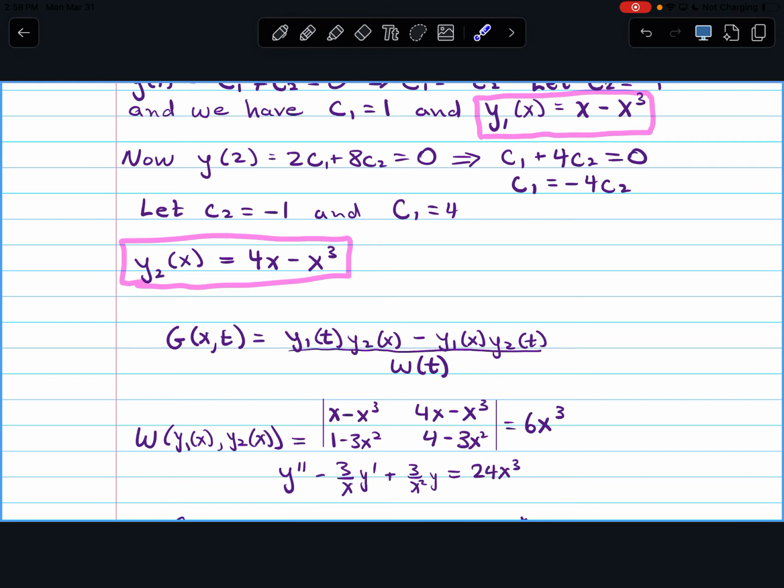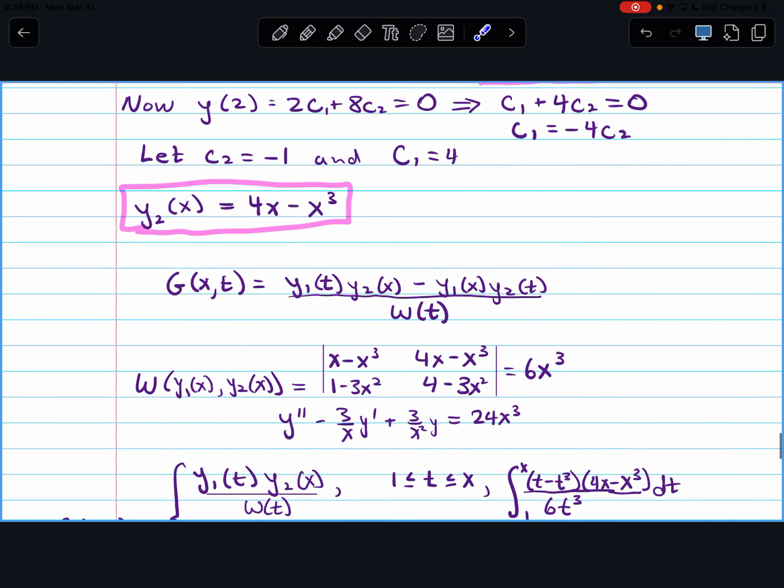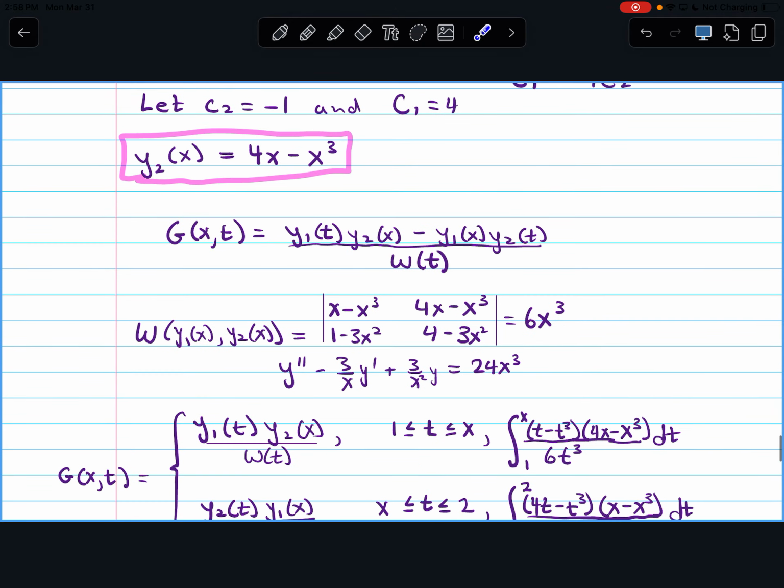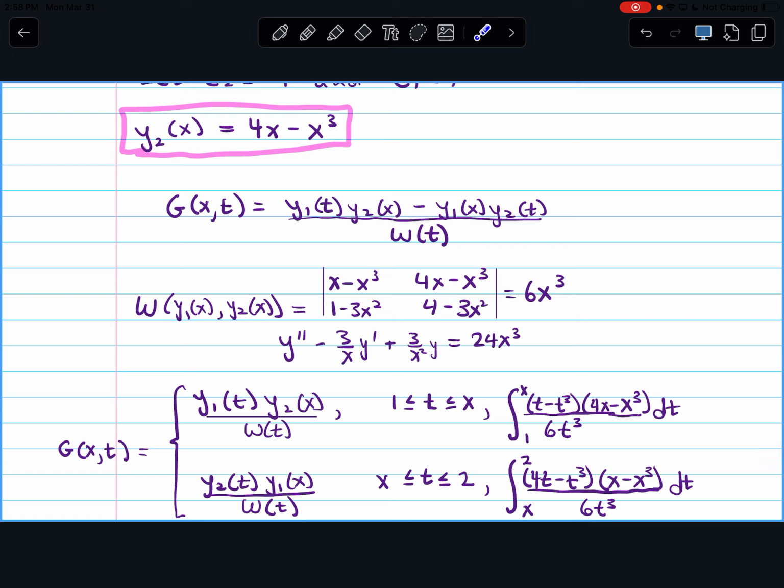Now, the next thing I'm going to do is find the Wronskian. I put in y1, its derivative, y2, and its derivative, and I find the value of W to be 6x cubed. That's what's going to go in my denominator.